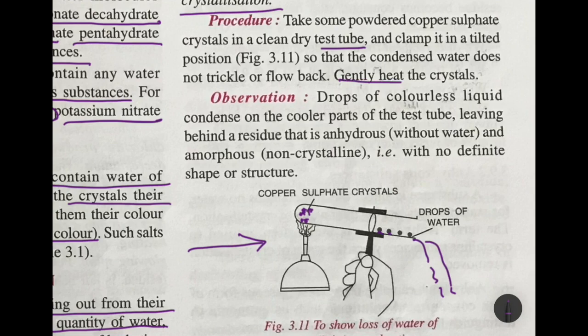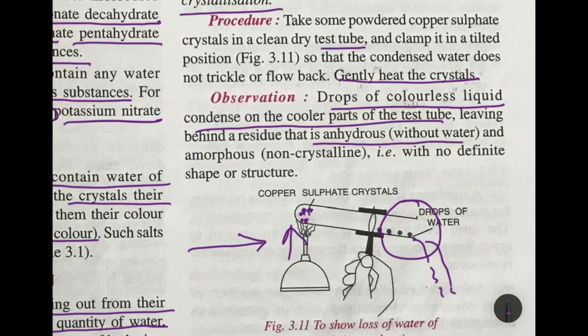What do we do after tilting it? We heat the test tube. What do you see? You'll see drops of colorless liquid condense on the cooler parts of the test tube. The cooler part, of course, is naturally the top of the test tube, which is not receiving the heat. So you will see that an anhydrous powder is left behind, and amorphous means not crystalline in shape, and a white colored powder will be formed.